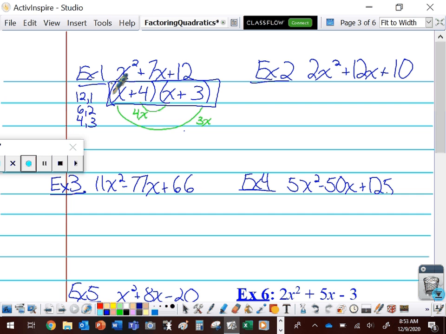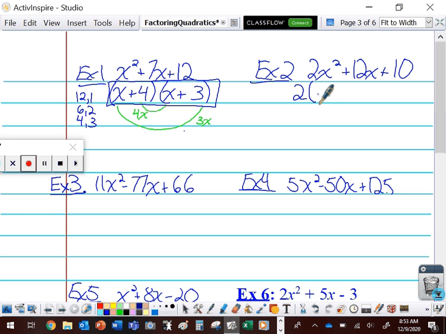Okay, let's take a look at number 2. Now, on number 2, I see a 2 in front of that x squared. So I'm thinking maybe I can bring out a GCF. So I look for a number that divides all 3 terms. And they're all divisible by 2. So I write down a 2, I open up one set of parentheses, and I divide each term by 2.